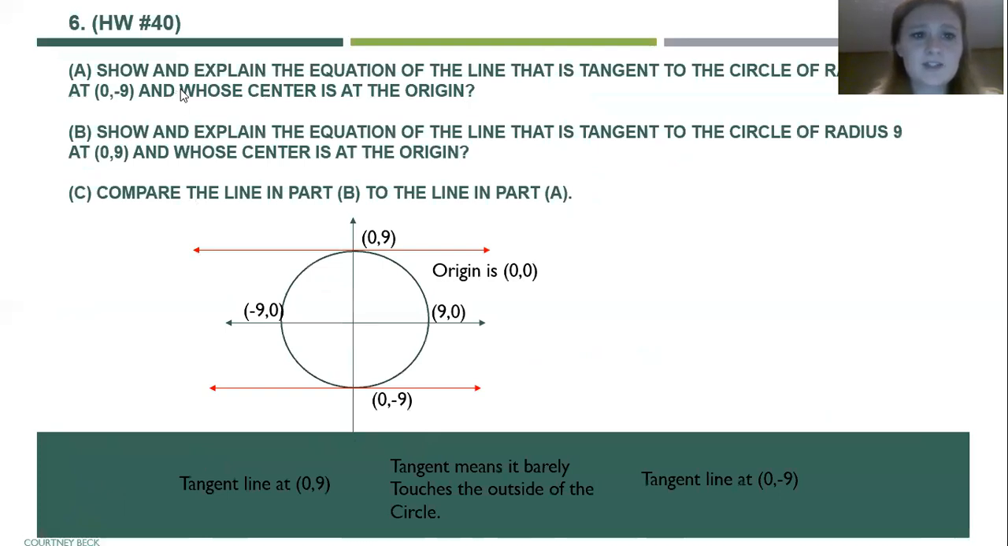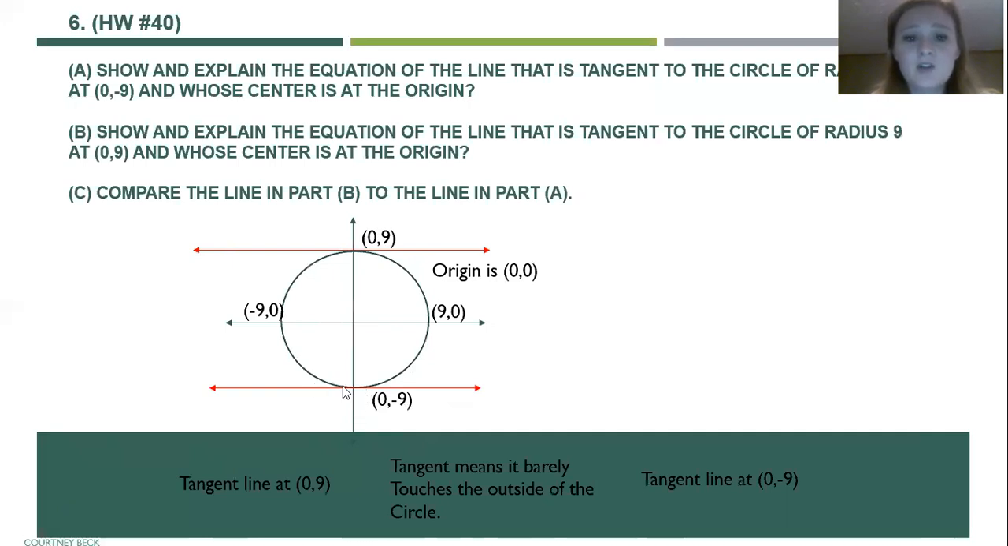Question number 6 is show and explain the equation of the line that is tangent to the circle of radius 9 at (0, -9) with the center at the origin. So our center, the origin, is (0, 0). And the circle goes to the radius of (0, -9). And I just did these on the same circle. And for B, I did the same thing, (0, 9). So here's B and here's A.